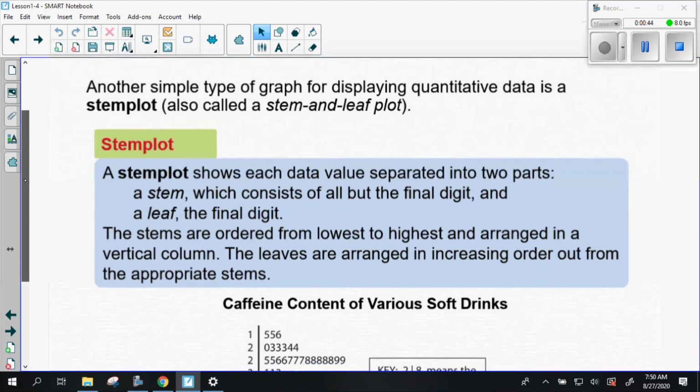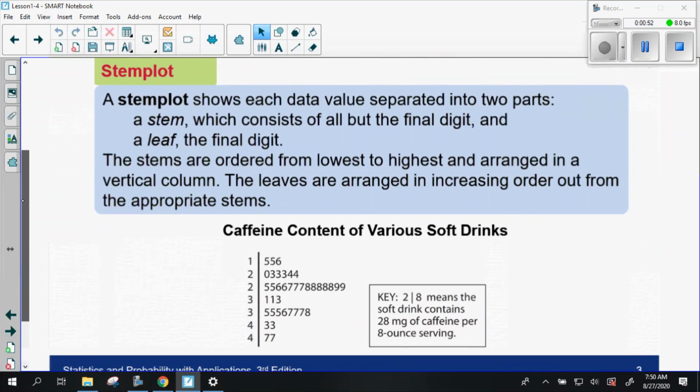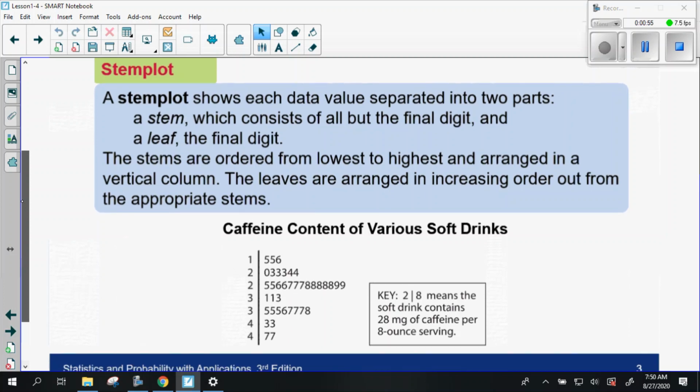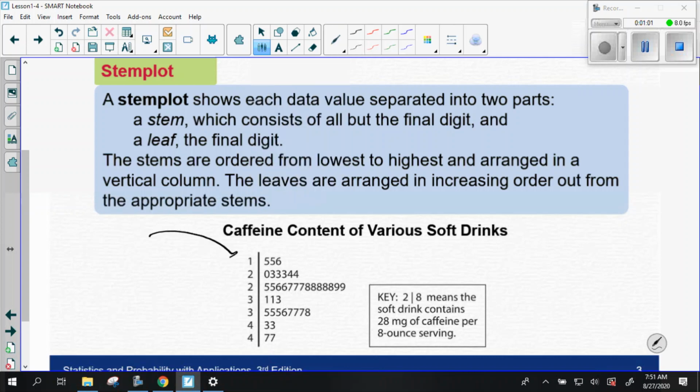Sometimes you might have heard it called a stem and leaf plot. So what we're going to do is separate our data value into two parts: a stem and a leaf. This column is what I'm referring to as your stem, and this over here is what I'm referring to as a leaf. I'll talk about how leaves can only represent one digit, but stems can be multiple digits, and we'll talk about how to do that.